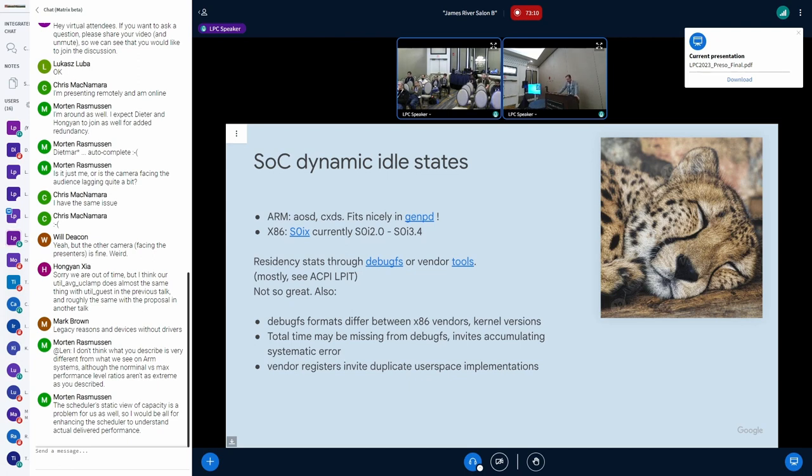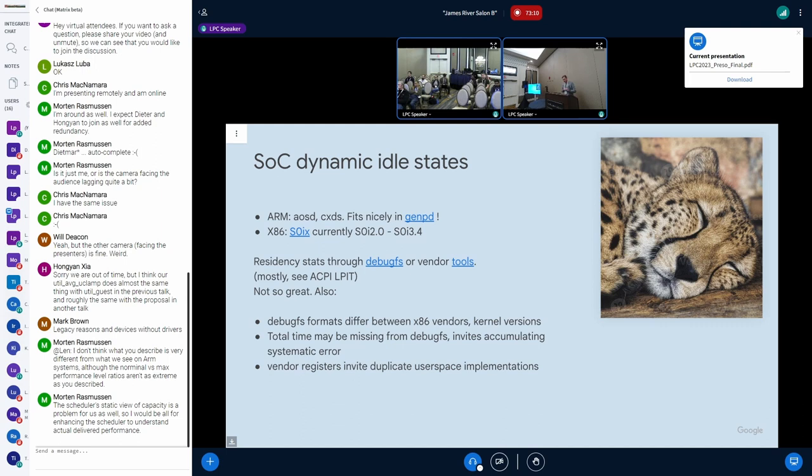So now we go to the SoCs themselves. If I understand this correctly, this exists on ARM. It fits very nicely in GenPD, if I'm not mistaken. On x86, that's an S0ix state. Currently, it goes from 2.0 to 3.4. So again, there are different levels. Again, we have to go through debugfs or the vendor tools.